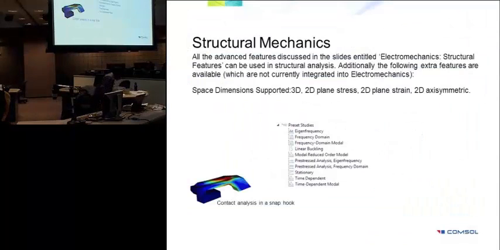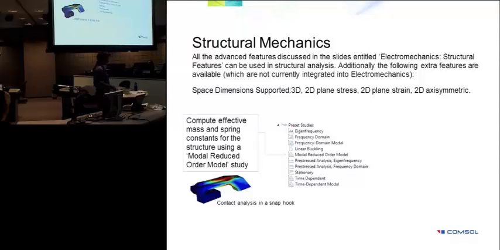Okay, now that set of examples is complete, so I'll move on to other features. Solid mechanics within the MEMS module has all the other features that the electromechanics itself has, except that it has a few other features. One of them is to calculate effective mass and spring constants of a structure. So it's getting the lumped parameter out of a structure. This is available only for solid mechanics calculations.